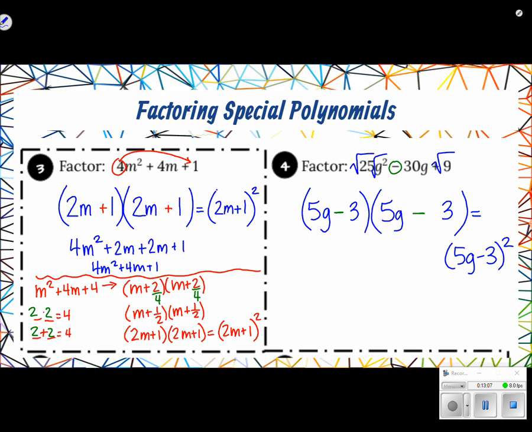So 5g times 5g is 25g squared. 5g times negative 3 is negative 15g. Negative 3 times 5g is negative 15g. Negative 3 times negative 3 is a positive 9. 25g squared minus 30g plus 9. Yay! Look at that! How wonderful is that? Love the shortcut. Personal favorite of mine. But, like I said, doesn't work every single time.